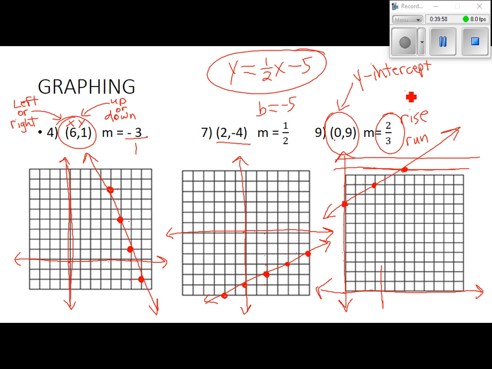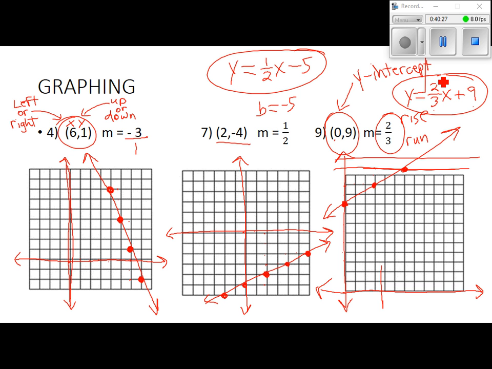Could we write an equation for this line? What's our m this time? So it's y equals 2 over 3 x plus 9. Remember, the slope goes here, the y-intercept goes there. So that would be the equation for that line.